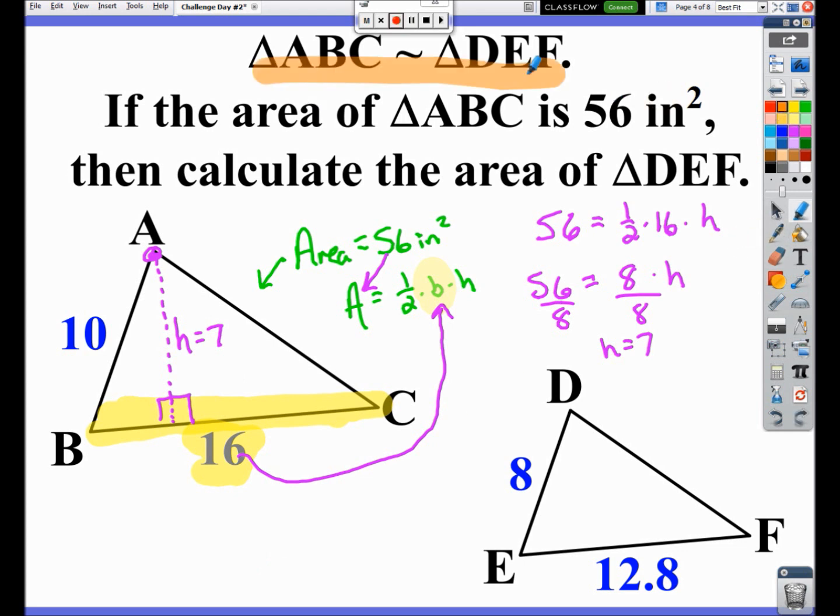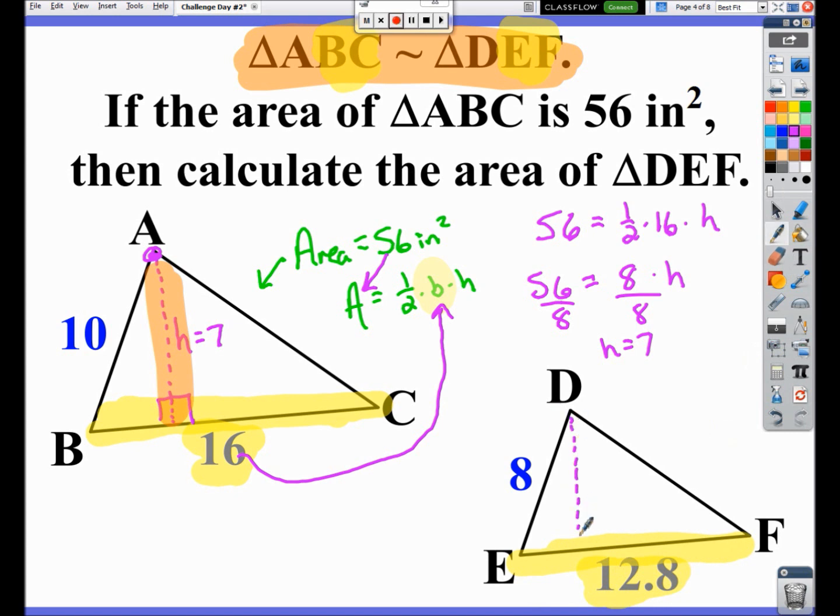Well, if these triangles are similar to each other, that means all of the sides are proportional to each other. But not only that, every length aspect of the triangles is proportional. So even though this 7 for the height isn't one of the three sides of triangle ABC, its height will be proportional to the height of the other triangle over here. And we can use that. The first thing I have to establish in the other triangle is which side, the 8 or the 12.8, really corresponds to this base of 16. Well, if BC is 16, that's the last two letters, so it's going to correspond to side EF, which just happens to be this piece.